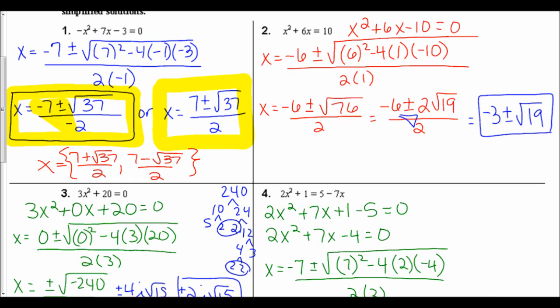For number 2, when I plug into the quadratic formula and reduce, I can simplify and take a 2 out of all 3 terms once I've simplified my square root. So I can factor a 2 out of all of those numbers, and then my denominator is 1, so I don't bother to write it. My final answer is -3 plus or minus the square root of 19. Again, if I wanted to, I could write that as -3 plus the square root of 19, and a second solution of -3 minus the square root of 19.